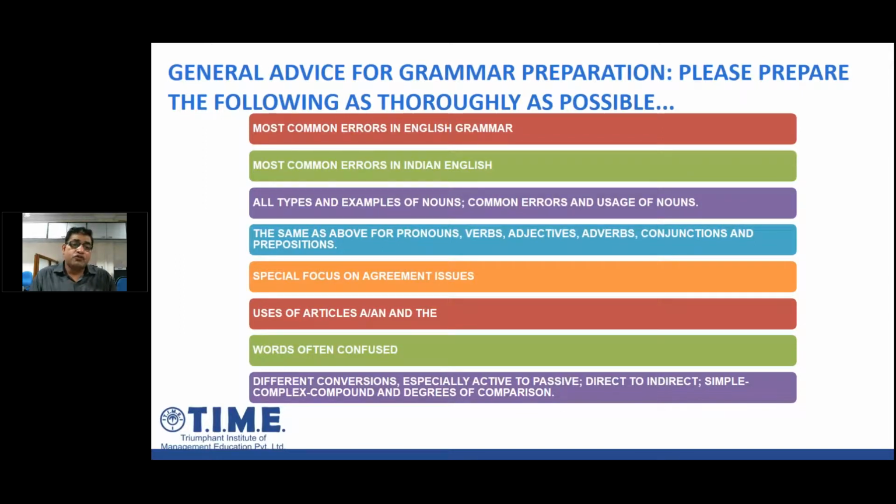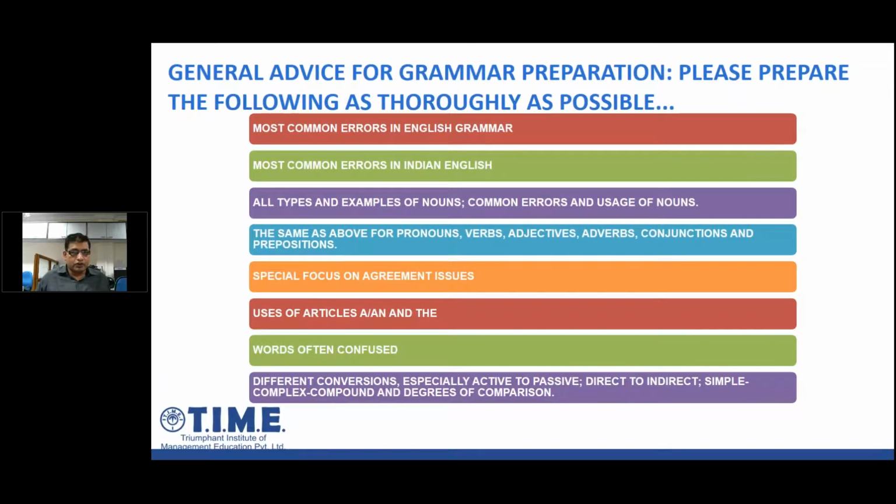Go to types and examples of nouns, and then common errors and usage of nouns. Similarly, go to types and examples of pronouns and common errors and usage of pronouns. Similarly, go to types and examples of verbs and common errors in verbs, again adjectives, again adverbs, conjunctions, prepositions. So do this, all types and examples of nouns, pronouns, etc. for all parts of speech, and go to common errors of all parts of speech and study them separately. Okay, now by the time you go through these common errors in all the 8 parts of speech, you will have such a great control on grammar that you won't believe it.